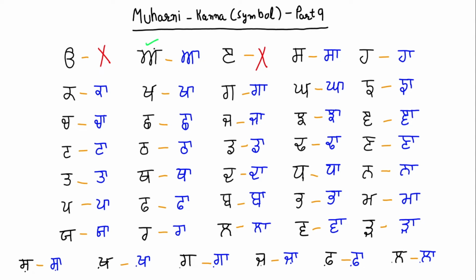This is my Ada. Ada is going to give the sound of A. Once you have attached the Kanna matra, its sound will be A. This will also be the sound of the Kanna matra, or you can say the representation of the sound of the Kanna matra. A. This is Sassa. Sassa is going to give the sound of Sa, and this one is Sa. Ha, ha.